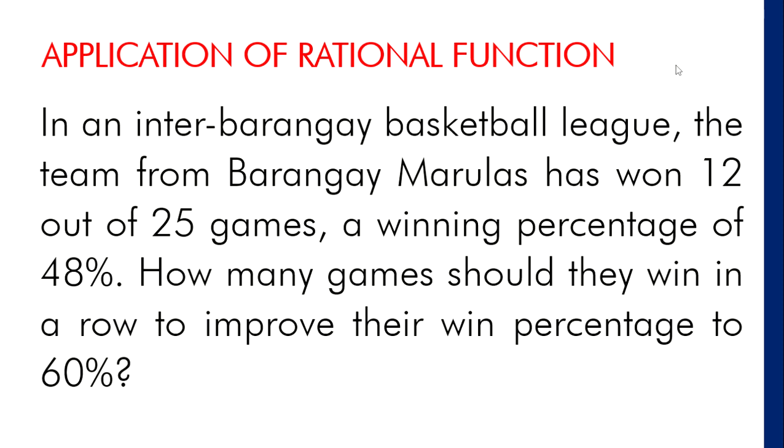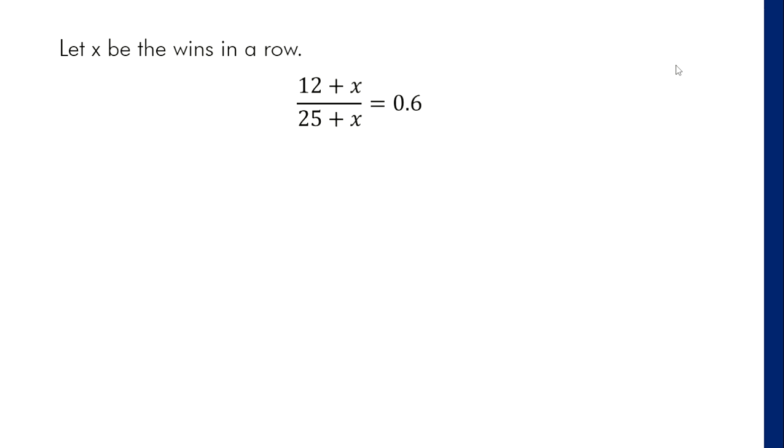Okay, so at first, as you can see here, their standing is 12 out of 25, which is 48%. But we need to increase their winning percentage to 60%. So how many games should they win for that to happen? For that, we let a variable be the number of wins in a row. Let x be the wins in a row. So for that, we'll have an equation: 12 plus x over 25 plus x is equal to 0.6, which is 60%.